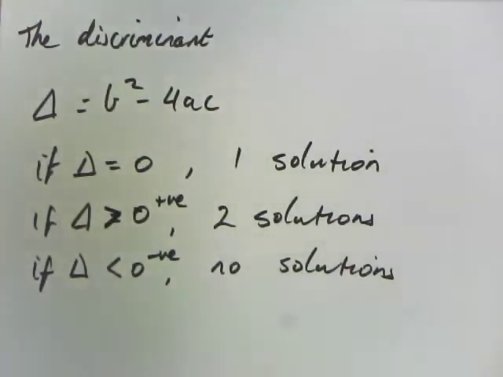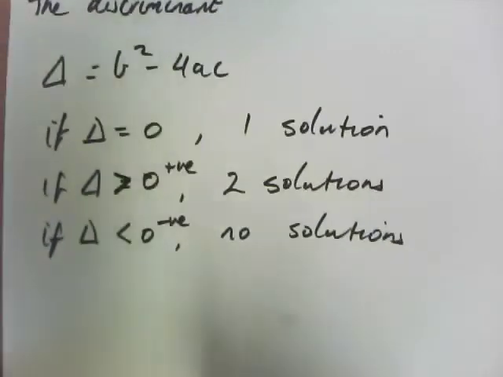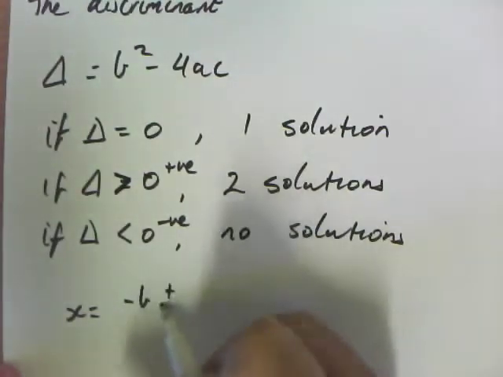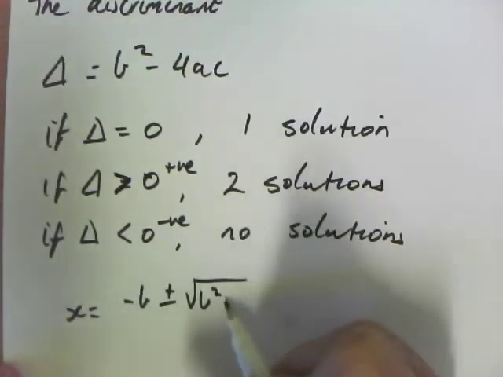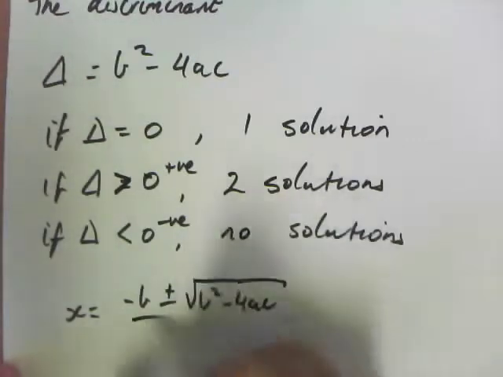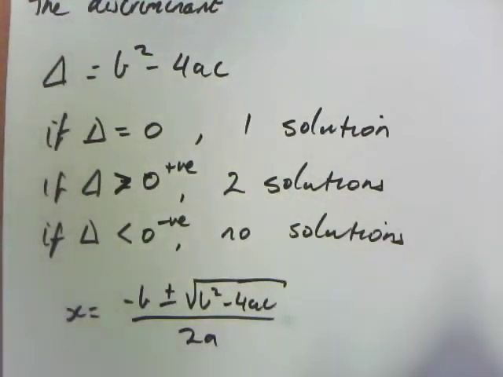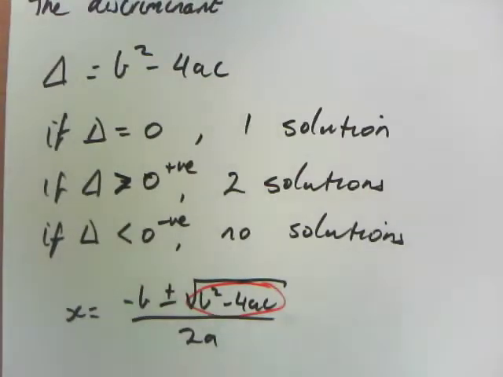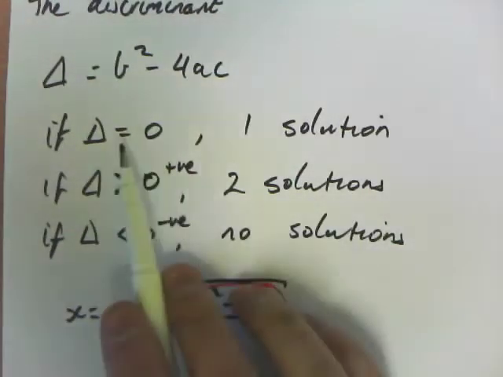Keeping those three in mind, if we write down our quadratic formula again, x equals minus b plus or minus the square root of b squared minus 4ac, divided by 2a. And this is your discriminant here. So there's your discriminant right there. That's the bit we're worried about. So if the discriminant is 0, let's start with 0.